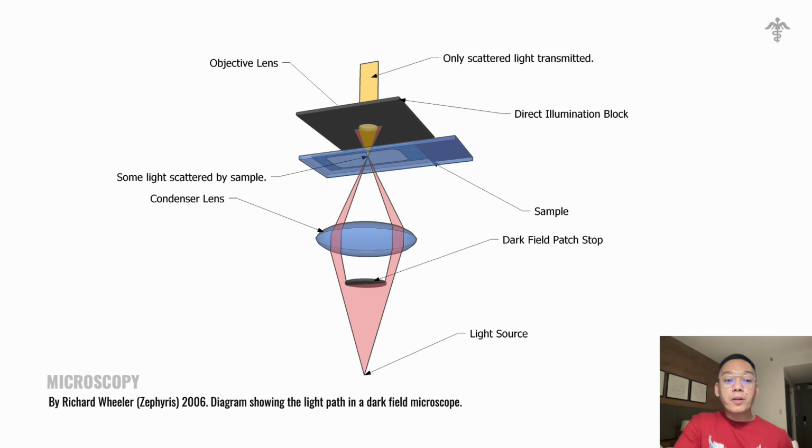This shows the diagram of how the light path travels in the dark field microscope, by Richard Wheeler in 2006. On yellow, only the scattered light is transmitted. There is what we call your direct illumination block. Some light is scattered by the sample. This is your sample. We also have here a condenser lens and a light source. And the difference is there is a dark field patch stop on this dark field microscope. Typically, this is only used in some laboratories.